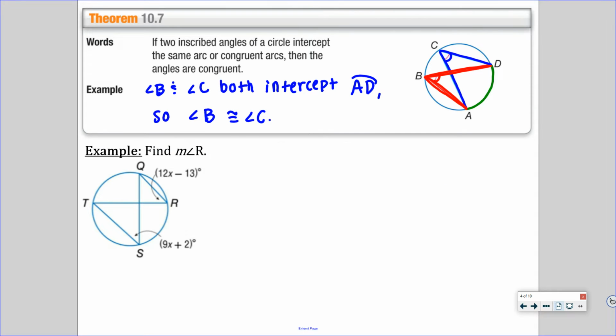So let's try this example. I have this circle here. They want me to find the measure of angle R. So I'm looking here and I see this inscribed angle is angle R. Okay, and it helps if you sketch in the arc it's forming. And I'm like, okay, it's 12x minus 13. But then I see this other inscribed angle, angle S, is creating the same arc. And since both of those inscribed angles are exactly half of that measure, they have to be the same thing. So we're just going to set them equal to each other and solve for x.